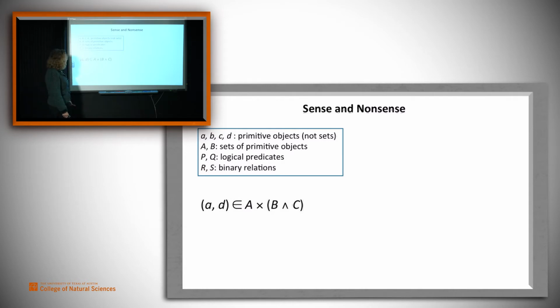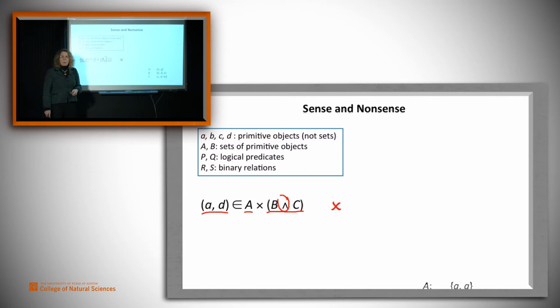So let's read this one. AD is an ordered pair, and it's an element of A cross B and C. That is nonsense. Why is it nonsense? AD is an ordered pair. It can be an element of some set cross another set. That's fine. Here we have a set A cross. Well, now let's look at the second argument. Let's say B and C are sets, but we've ANDed them together. AND is a logical operator. It doesn't apply to sets.